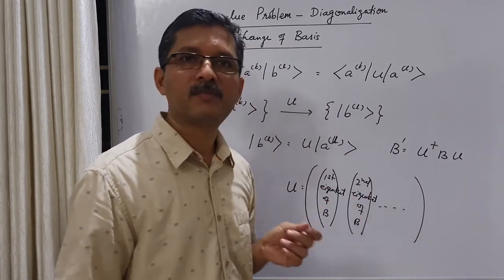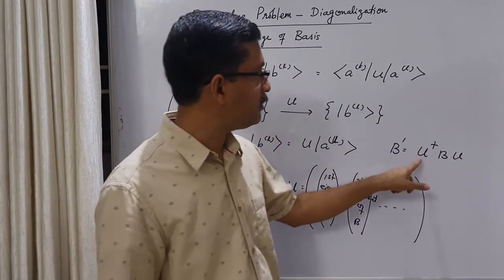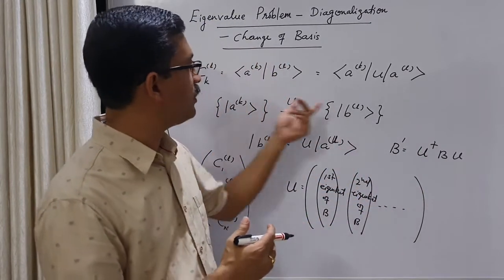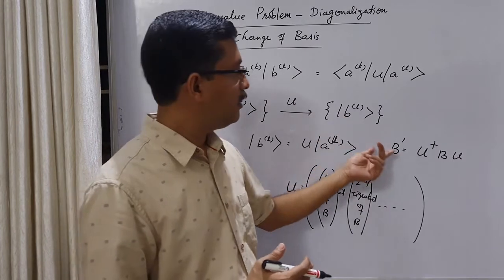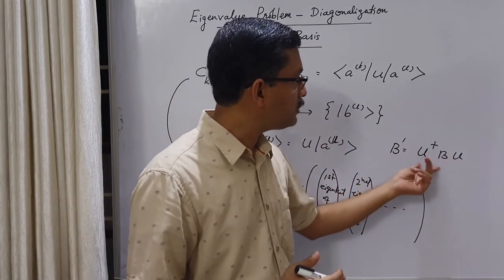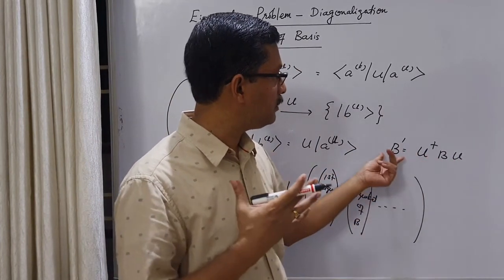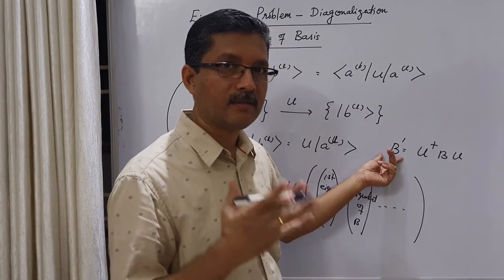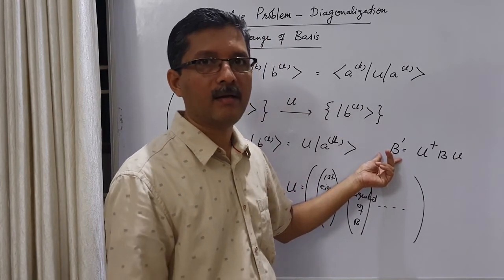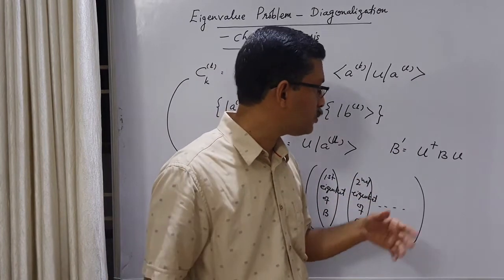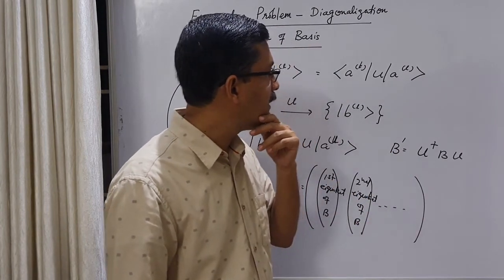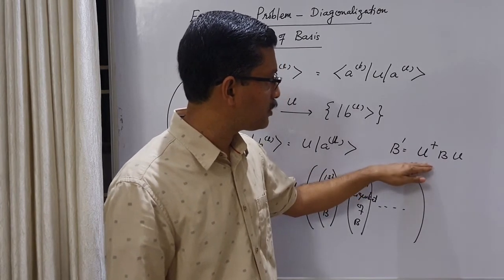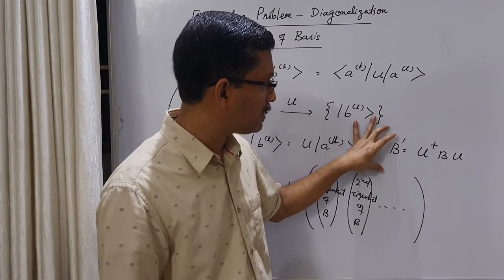Here this unitary transformation is the change of basis from the old basis to the new basis, right? So now U dagger B U gives the matrix B in the new basis, and this matrix will be diagonal. From the point of view of unitary transformation, when you do this transformation, you get B as a diagonal matrix.